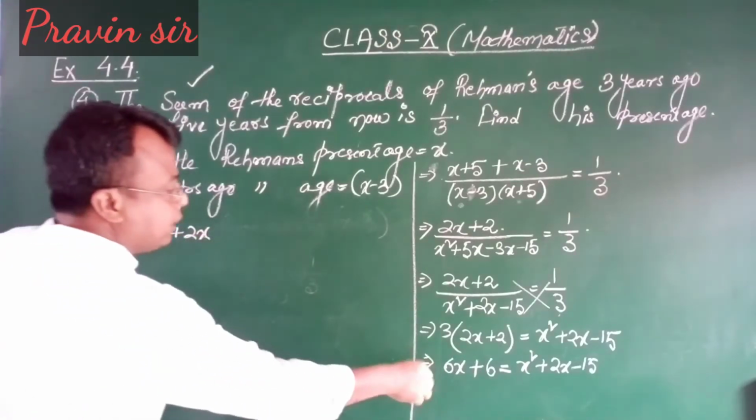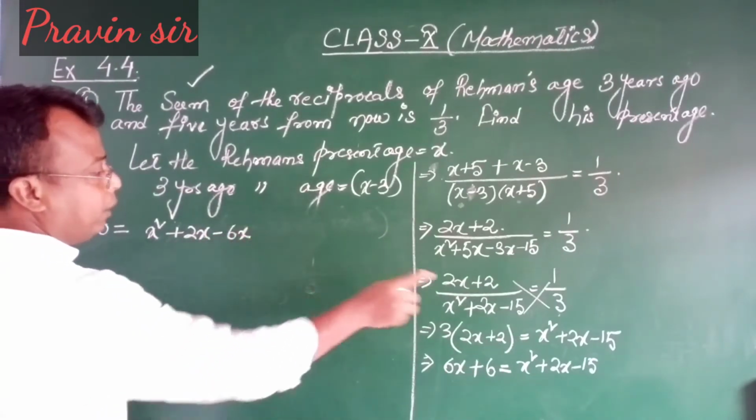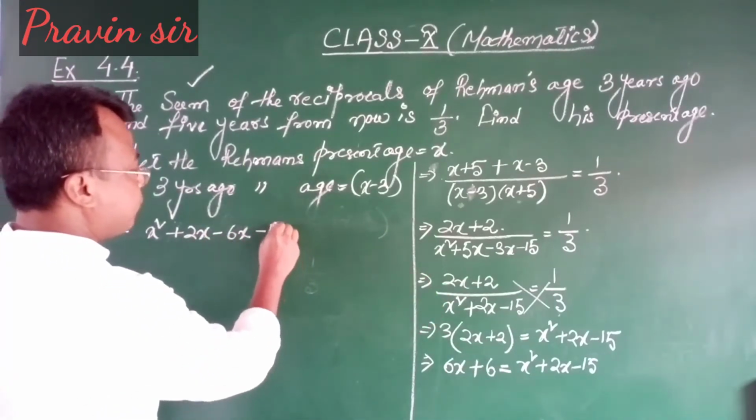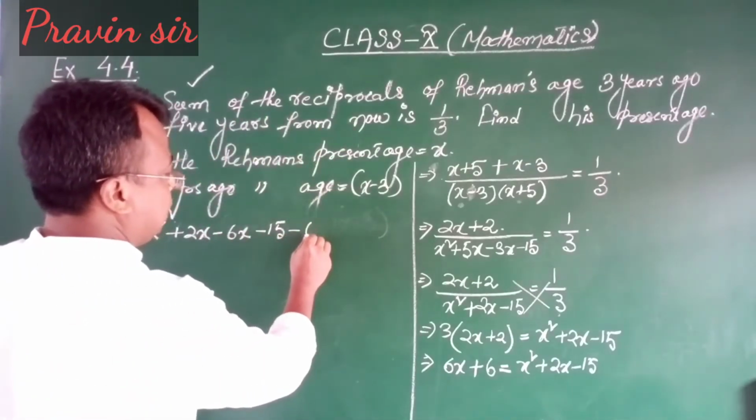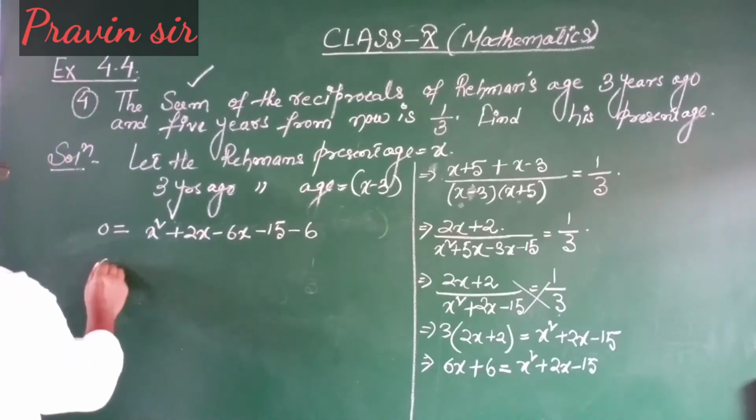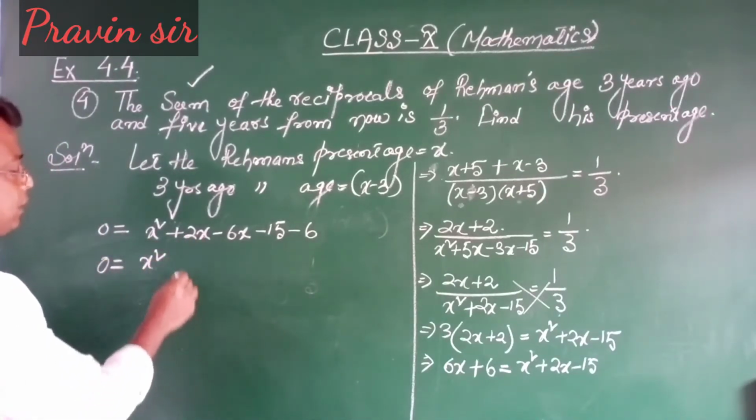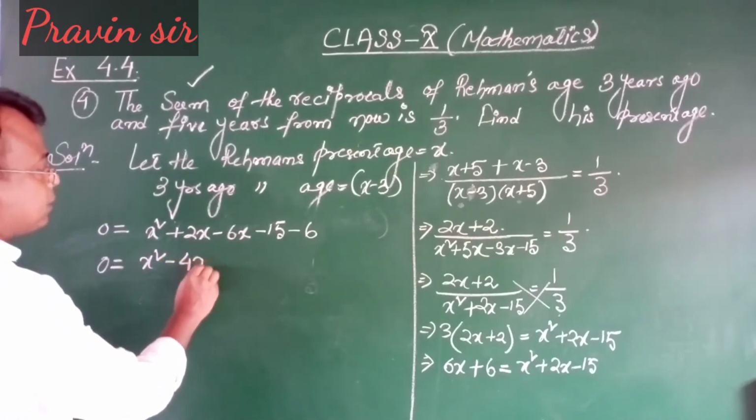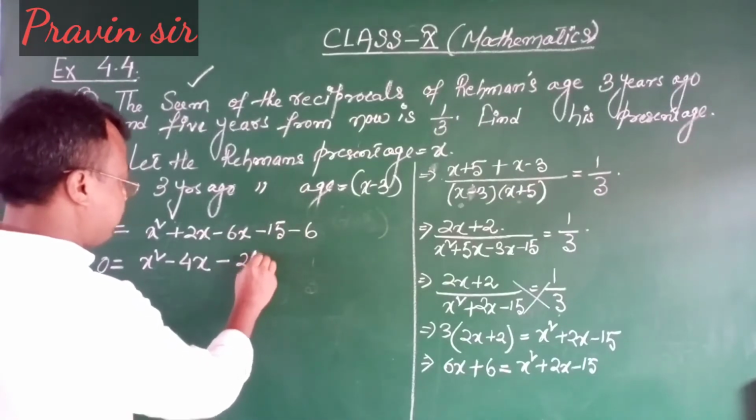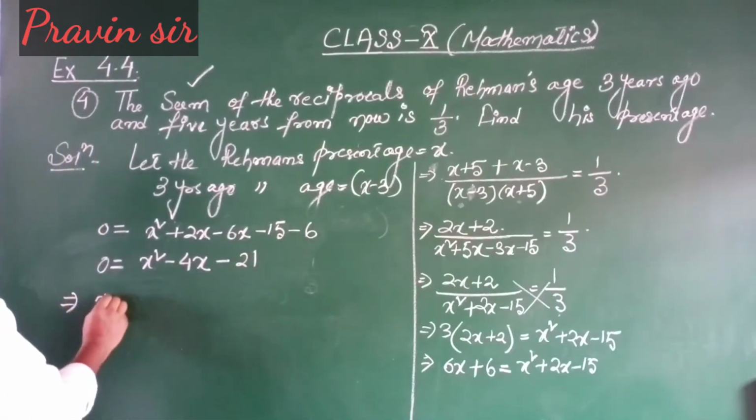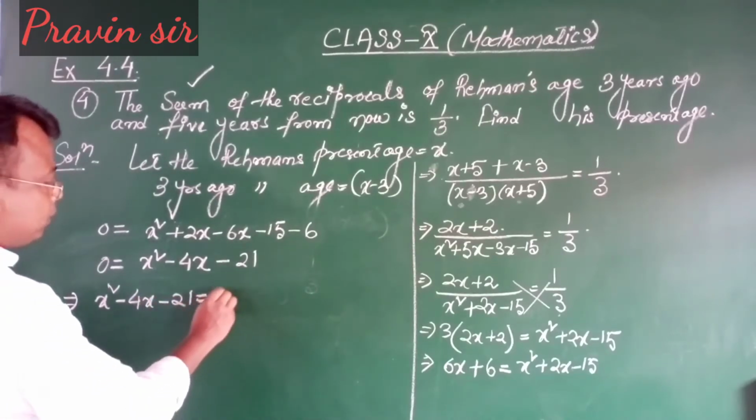So plus 2x, 6x, you transpose to that side, it becomes minus 6x. Okay, there is minus 15 already there. Then plus 6, you transpose that side, that is minus 6. So x square equals twice x minus 6x, which is minus 4x. Then minus 15 minus 6 is minus 21. So we got x square minus 4x minus 21 is equal to 0.